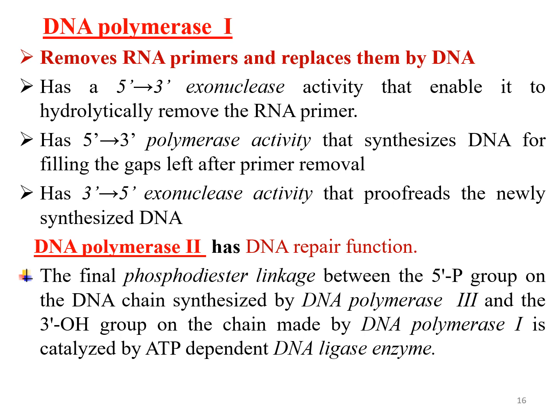Pol1, or DNA polymerase 1, can be used for removing the RNA primer and replacing it with DNA. It has 3' to 5' exonuclease activity that enables it to hydrolytically remove the RNA primer. It has 5' to 3' polymerase activity that synthesizes DNA to fill the gap left after the primer is removed. It has 3' to 5' exonuclease activity that proofreads the newly synthesized DNA. So this is a function of Pol1.